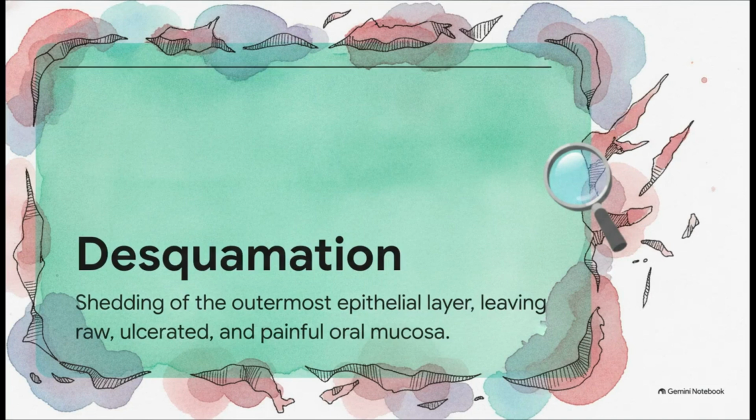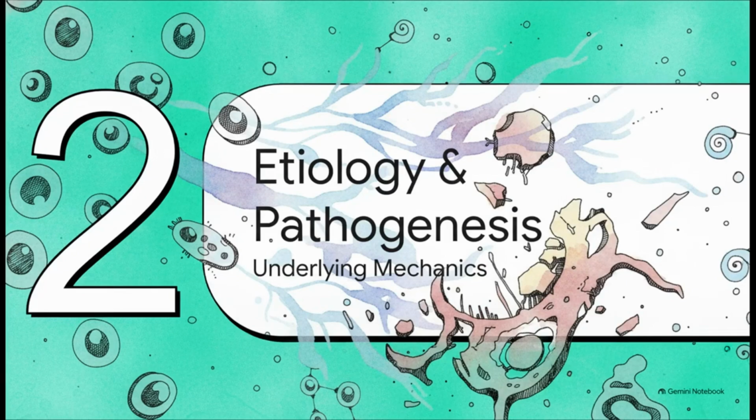And let's quickly clarify what we mean by desquamation here. We aren't just talking about some mild, asymptomatic irritation or a subtle little white line. No, this is a severe, active tissue-shedding process. The outermost epithelial layer is literally peeling away, and it leaves behind this raw, incredibly vulnerable, and debilitatingly painful oral mucosa. These patients, they struggle to eat, brush their teeth, sometimes even to just speak comfortably. It dramatically impacts their daily quality of life, and that is exactly why getting a rapid, accurate diagnosis is absolutely crucial. Section 2. Etiology and Pathogenesis, the underlying mechanics.